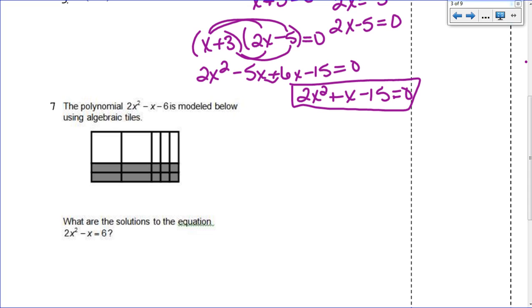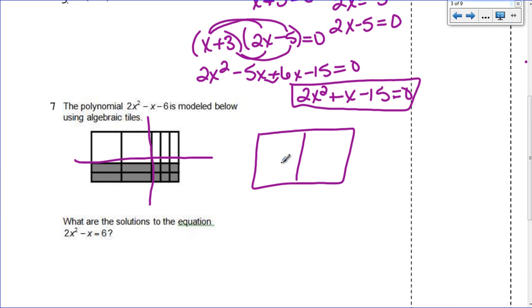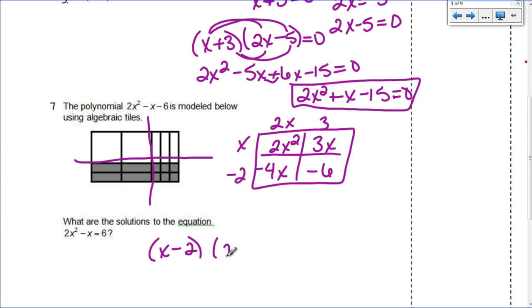So the last one, you have Algebra Tiles, and they gave you the polynomial, and they want the solutions to the equation, which means we have to factor it. What I love about Algebra Tiles is they make the box really simple. Okay, so if this is my box, let's just translate it. I have 2x squareds in the first part. I have 3x's here. I have negative 4x's here, and I have negative 6. So just do your GCF. GCF here is x. Here is negative 2. Here is 2x. Here is 3. So my two factors are x minus 2 and 2x plus 3.